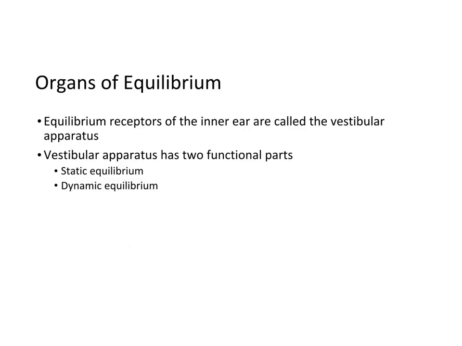First, we'll talk about the organs of your equilibrium ability. So equilibrium receptors of the inner ear are called the vestibular apparatus. The vestibular apparatus has two functional parts, and it's because you are able to maintain equilibrium both in a static state, or not moving, or a dynamic state when you are experiencing movement.